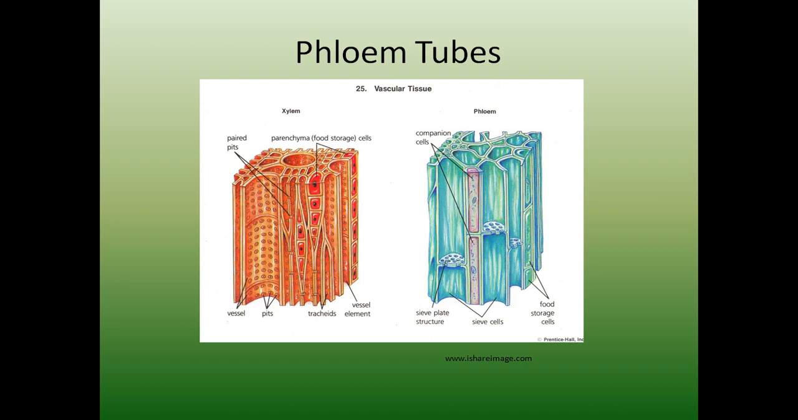In phloem, shown here in the blue, the sap can move upwards or downwards from the leaves to the roots, or from storage organs in the roots to developing shoots.